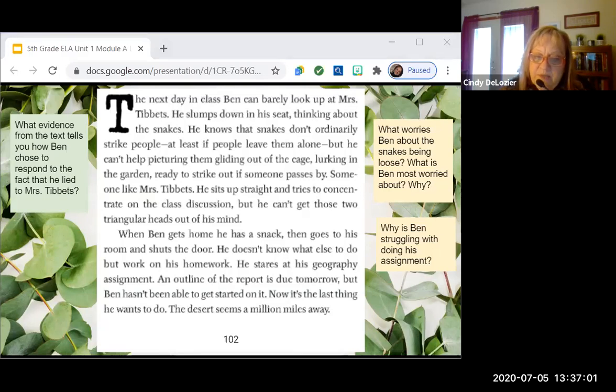So what worries Ben about the snakes being loose? What is he most worried about? And why has Ben been struggling with doing his assignment?